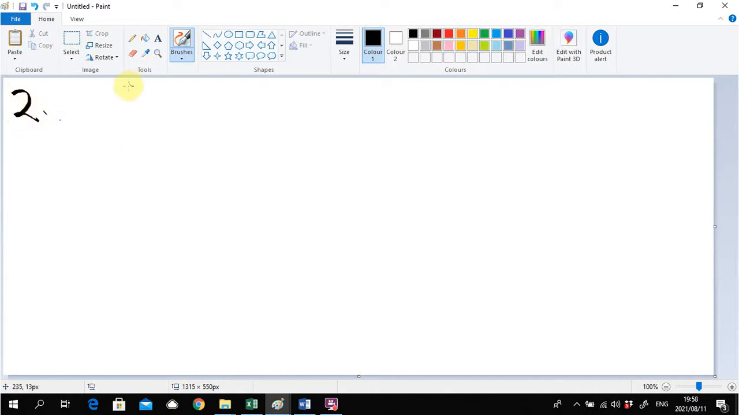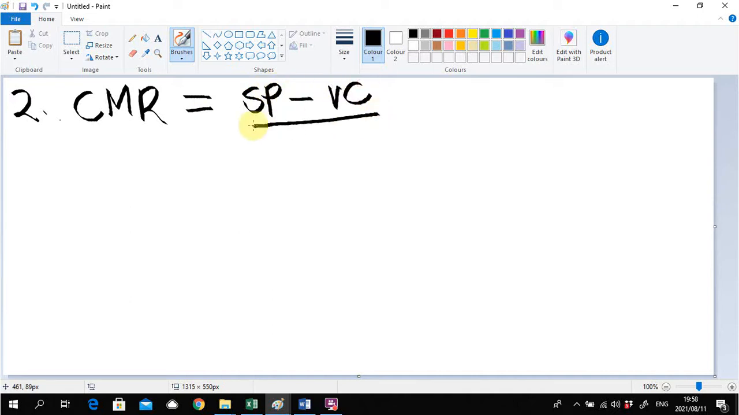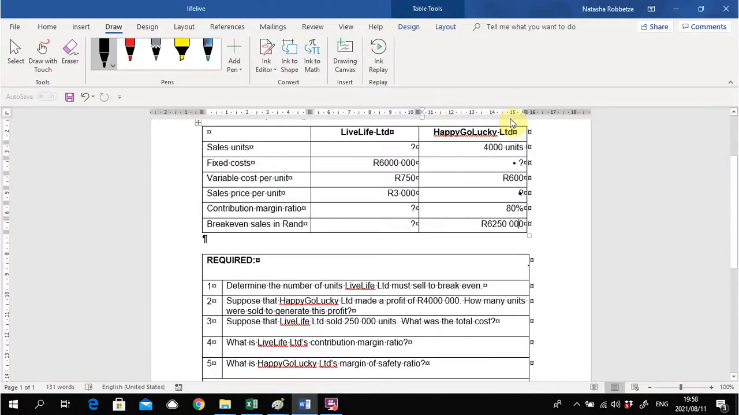So for number 2, I'm going to look at my contribution margin ratio, right? So contribution margin ratio. And again, you need to know the formulas. What is the formula there? It is the selling price minus your variable cost divided by the selling price. So if I look at the information, again, as it relates to Happy-Go-Lucky, I have the variable cost. I don't have the selling price, but I do have the contribution margin.